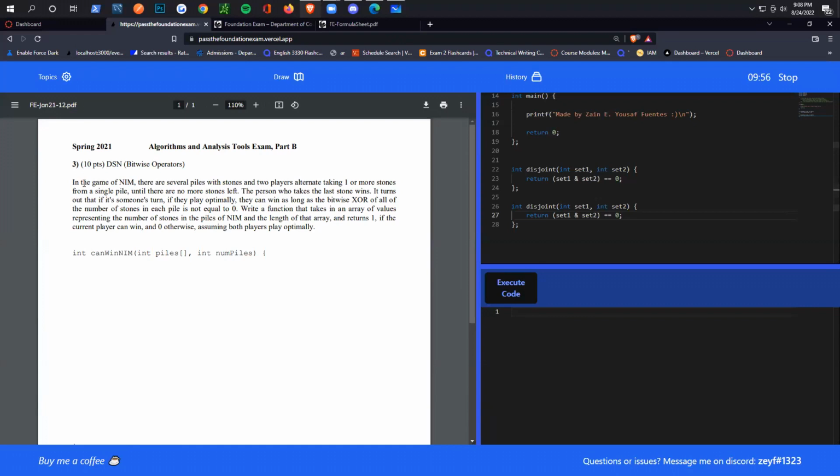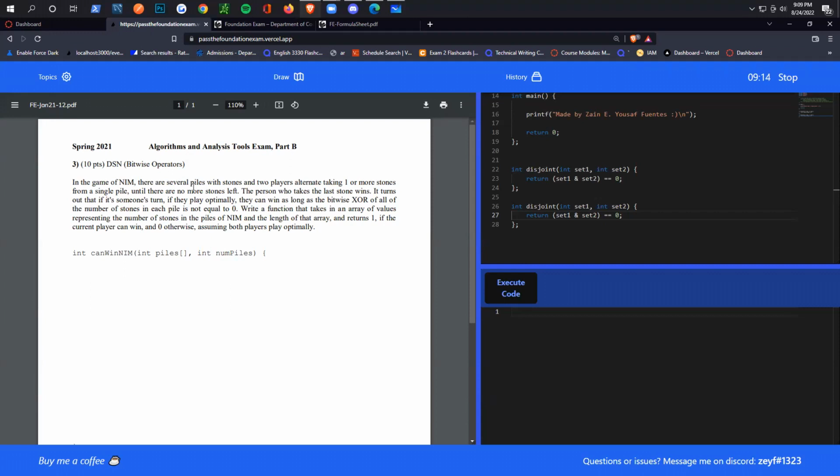Okay, so let's just hop straight into this one. In the game of NIM, there are several piles with stones, and 2 players alternate taking 1 or more stones from a single pile until there are no stones left. The person who takes the last stone wins. It turns out, if it's someone's turn, if they play optimally, they can win as long as the bitwise XOR of all the numbers of stones in each pile is not equal to 0. Write a function that takes an array of values representing the number of stones in the pile of NIM and the length of the array, and returns 1 if the current player can win, otherwise 0.